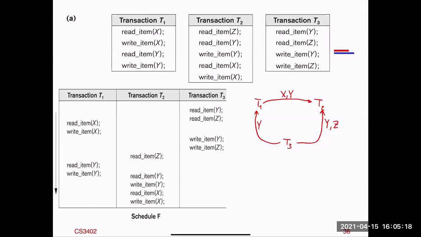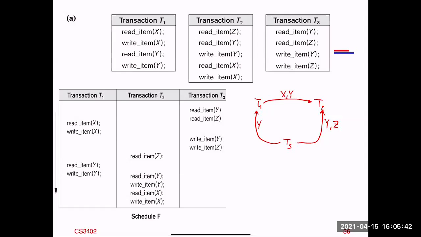So there's no cycle here. If you look at the directed graph, there's no cycle. And so what are the equivalent serial schedules? Let's first check how many equivalent serial schedules there are. How do we do that? We start with the node that doesn't have any incoming edges. There's at least one because there's no cycle.